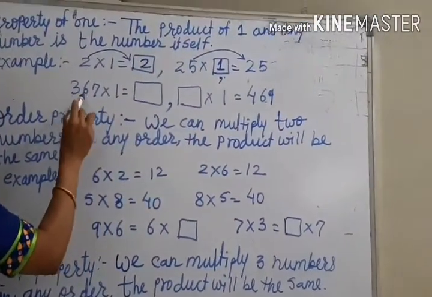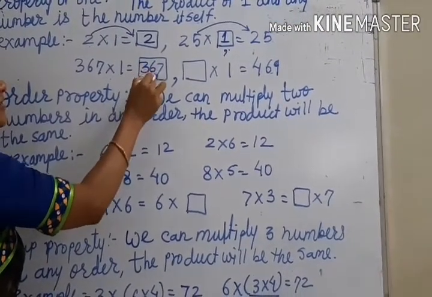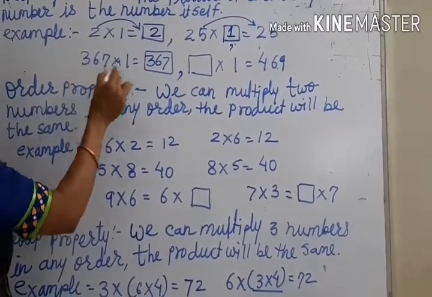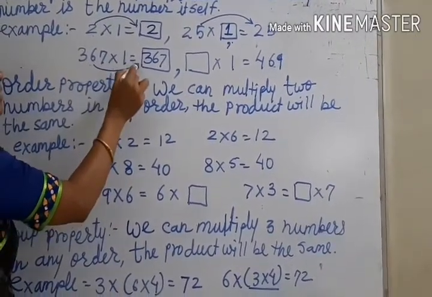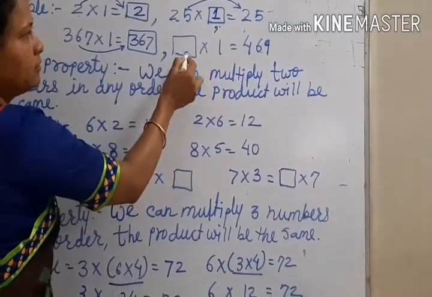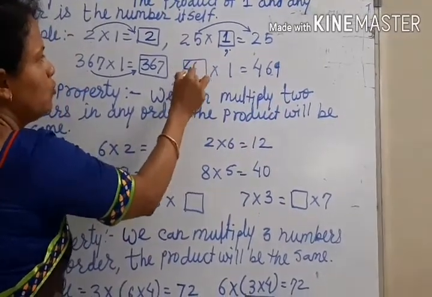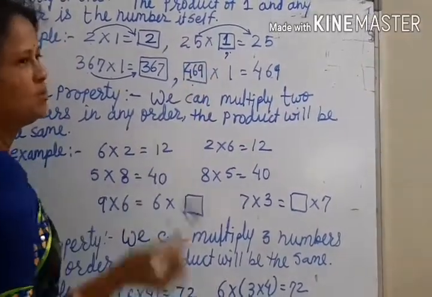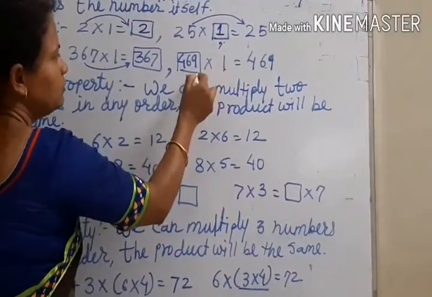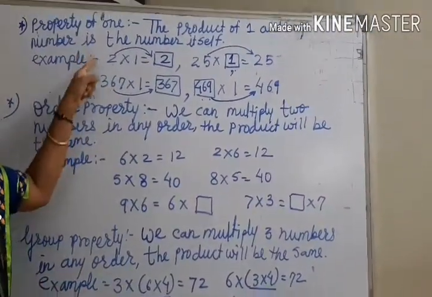Here 367 multiplied by 1. The answer is 367. Once again here we will understand the property. Whenever any number is multiplied by 1, the answer is that number itself. 1 multiplied by what? Then we will get the answer 469. Definitely we have to write here 469. Once again we will understand the property. If any number is multiplied by 1, we will get the answer that number itself. So this is our second property.